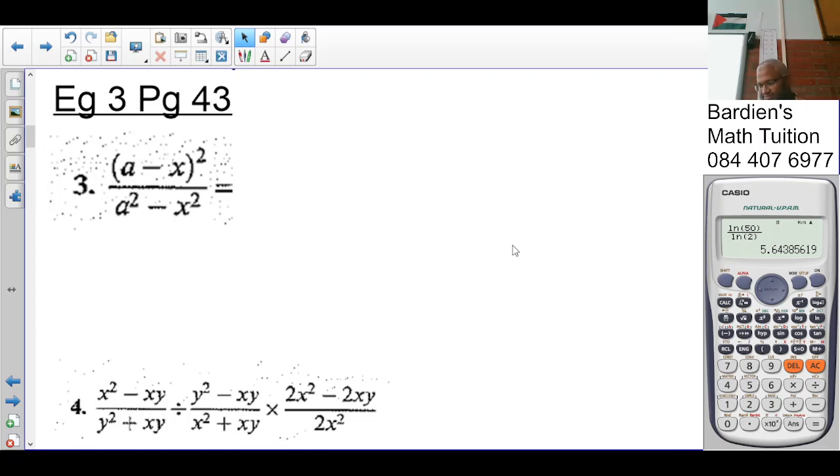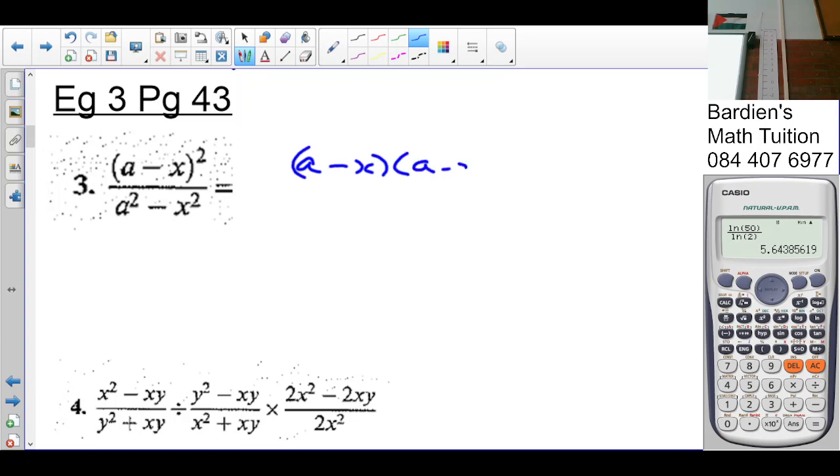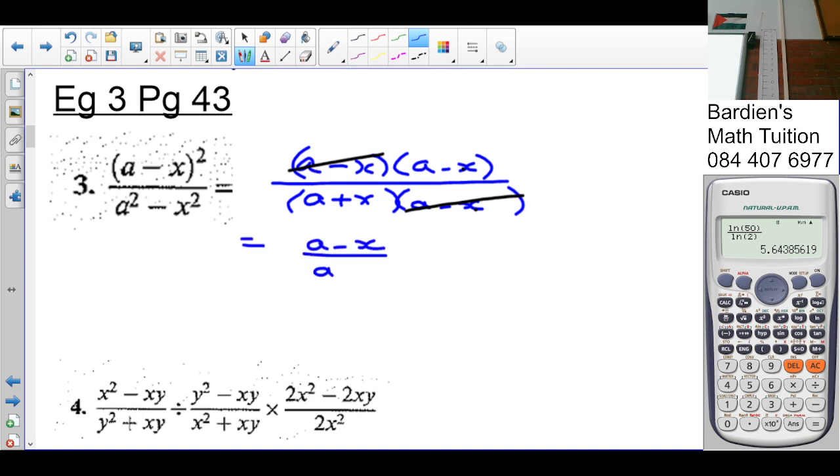People, let's do this. The numerator, what can happen there? You can write it out twice, or you can leave it like that, no problem. What can happen in the denominator? Factorize. Factorize how? Difference of two squares. If you had written it once, it's going to be A minus X all squared. So this would be A plus X, A minus X, or A minus X times A plus X. Now what? Cancel A minus X. Doesn't matter. But then what are we left with in the numerator? A minus X over? Can't this cancel?